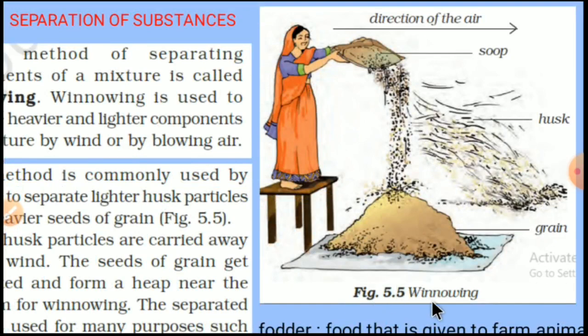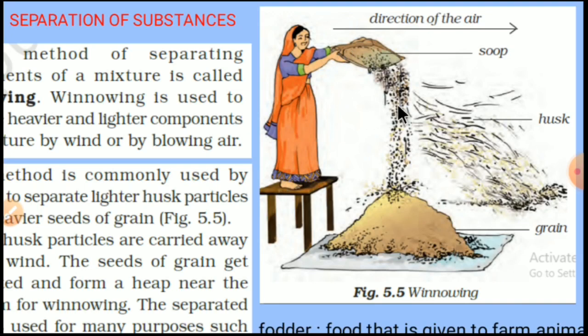This is a process of winnowing. See, she stands on the stool, holding the soup. In the soup there are the components, and it is at her shoulder height. Okay, and she tilts the soup, so that what happens?